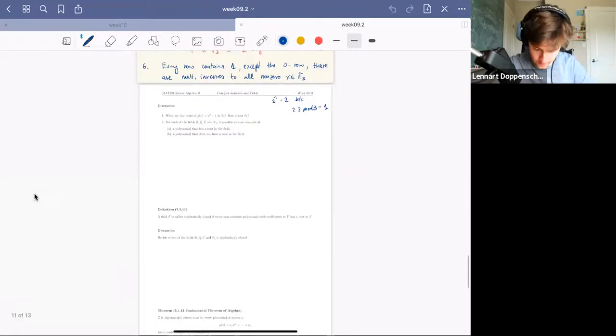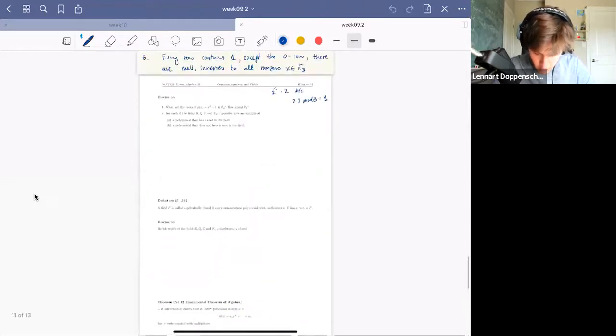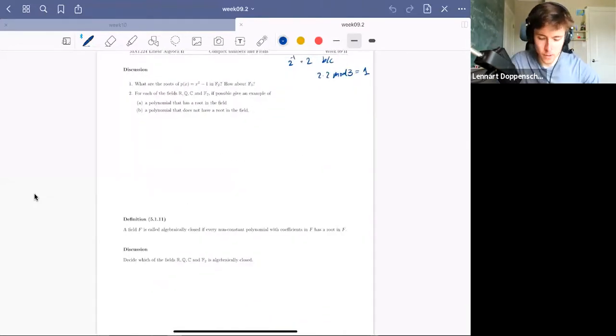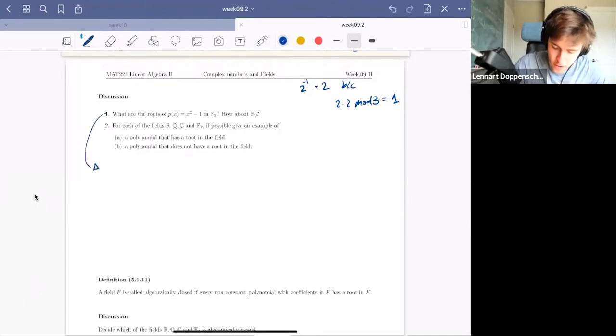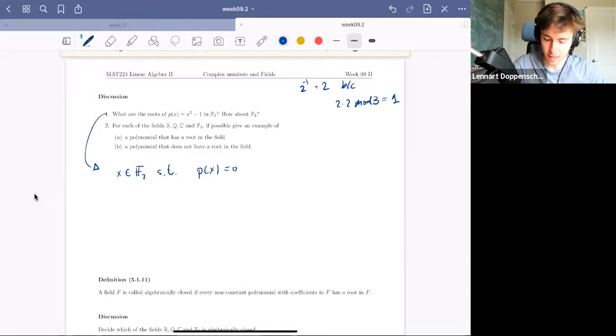So now there's 3 pages left. Let's discuss first this. What are the roots of this polynomial in F2? What does this mean? Well, if you want to answer this first question, we need to find x in F2 such that p of x is 0. But luckily, there's not that many elements in F2. So this means x is equal to 0 or x equal to 1. Those are the only elements in the field that we can even test for this polynomial.